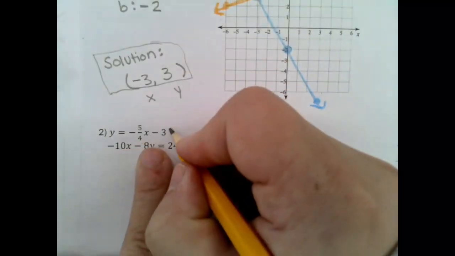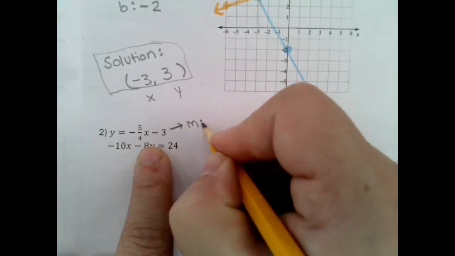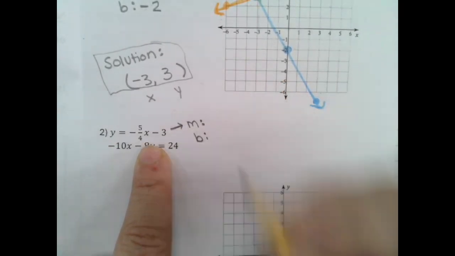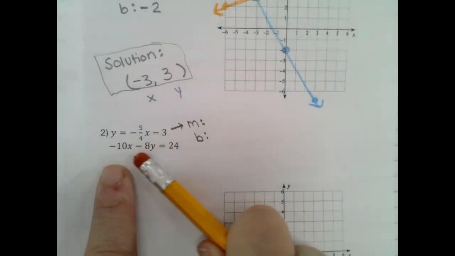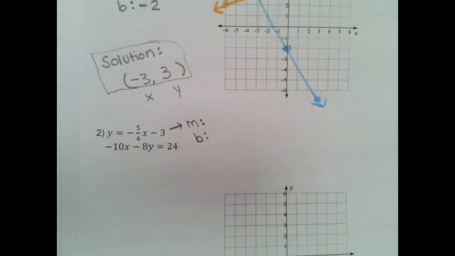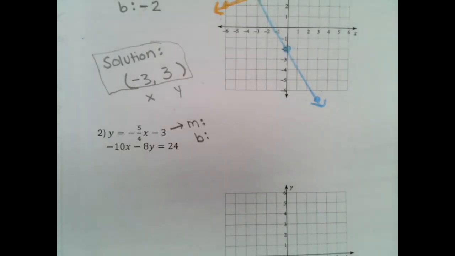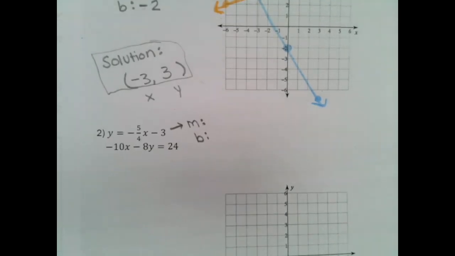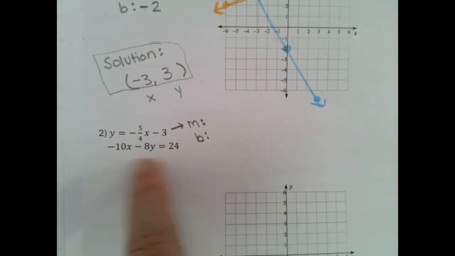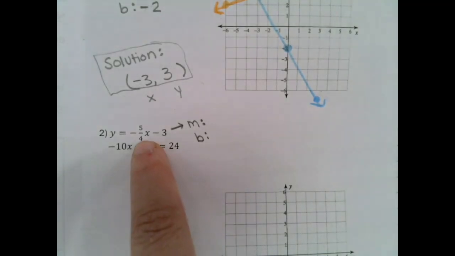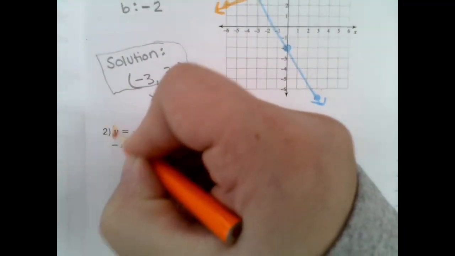So we can instantly just say, what is my m and what is my b? And we can go straight from that to graphing. But what about the second one? -10x minus 8y equals 24. What kind of form is that? Is that slope-intercept, point-slope, or standard? Yeah, standard. Standard's that ax plus by equals c. So this one we're going to have to change a little bit. So let's just start with that first one. I'm going to do that one in orange.